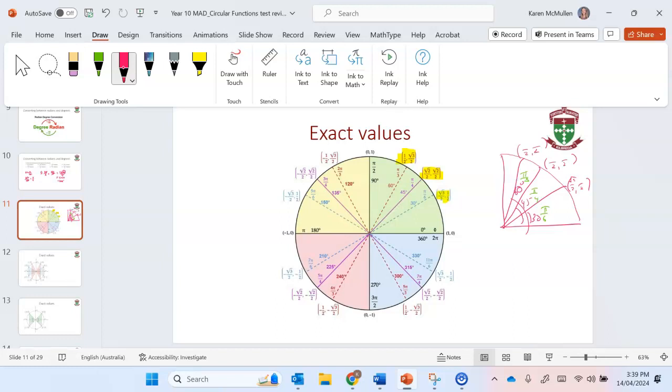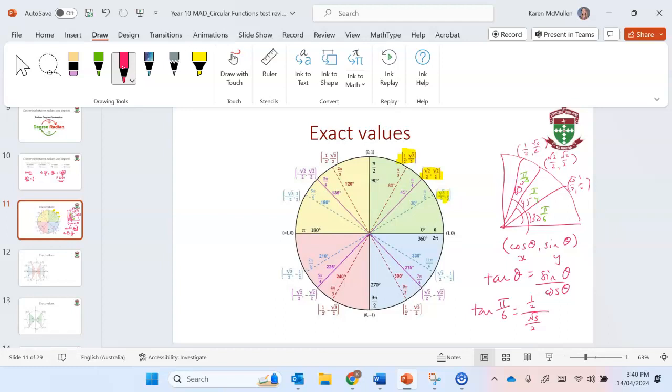And then we go root 3, root 2, 1, root 3, root 2, 1. Now, the only thing that this does not tell you, and remember that your coordinates are cos, sine, so reading them, that's your x and that's your y, is your tan. So for tan, remember, tan is equal to sine over cos. So if we had to do tan of pi on 6, the sine value is 1/2, and the cos value is root 3 on 2.